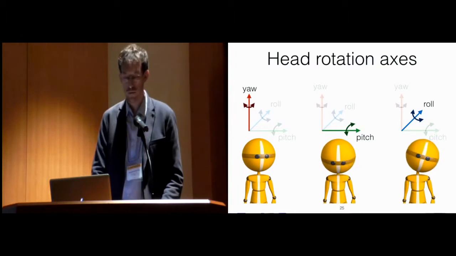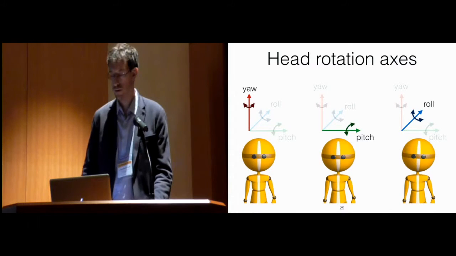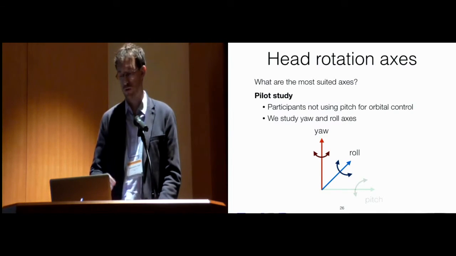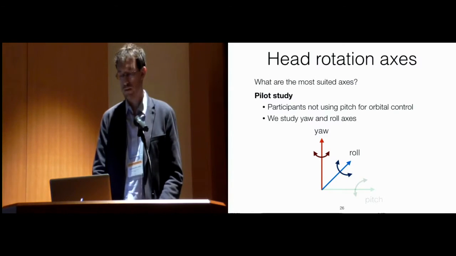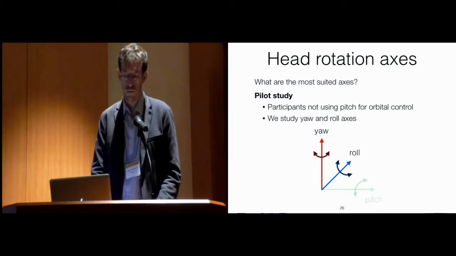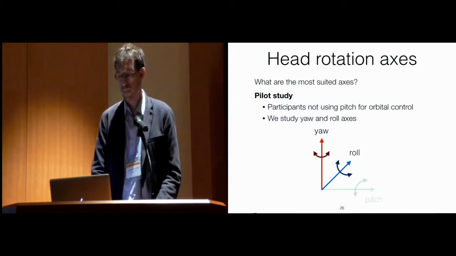There are 3 different axes that we can use: the yaw, the pitch, and the roll. So we conducted a study to understand what were the most suited axes for controlling orbital control in the scene. I didn't say it, but that's vertical orbital control: we want to rotate around the vertical axis. Many participants were using the yaw to control this axis. Some of them proposed the roll, but nobody proposed the pitch because it didn't seem intuitive enough. So there was a majority of people proposing the yaw and some proposing the roll, so we went for these 2 axes in the following experiments.